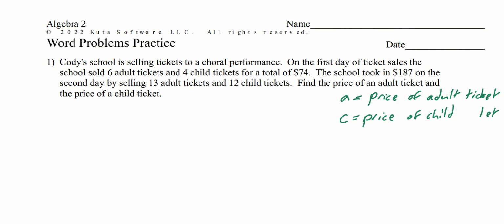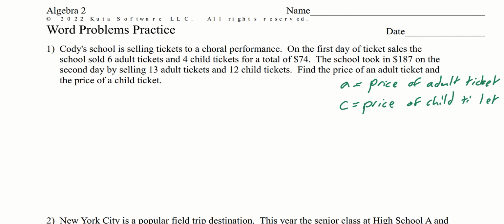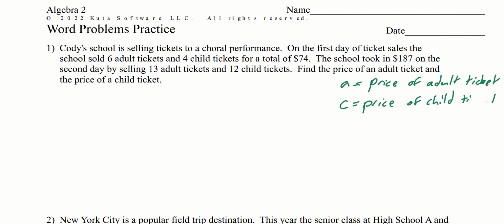Then what I want to do is take those sentences that I see and try to make equations out of the description that we're given. So one of the first sentences says something about how much they took in on day one here. So it says they sold 6 adult tickets and 4 child tickets and made a total of $74.